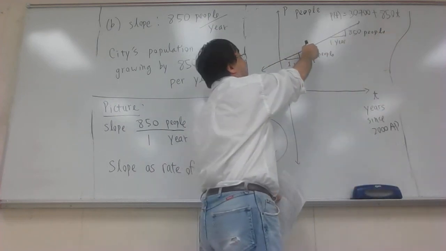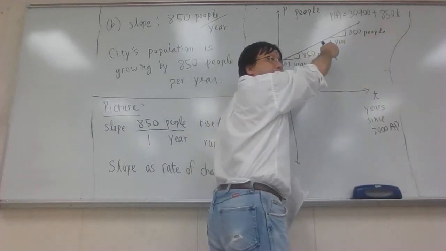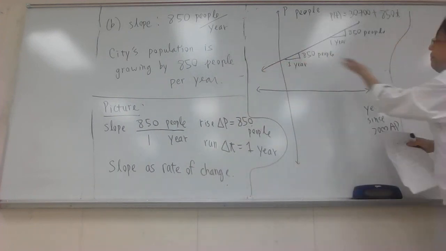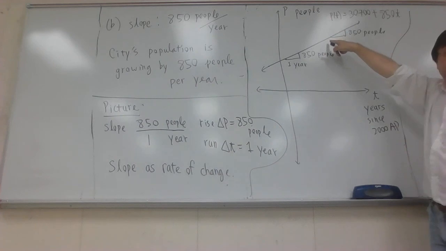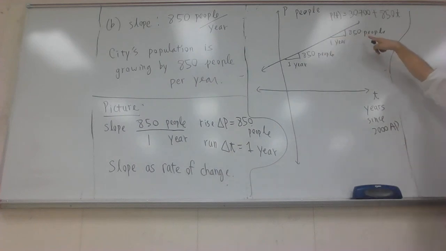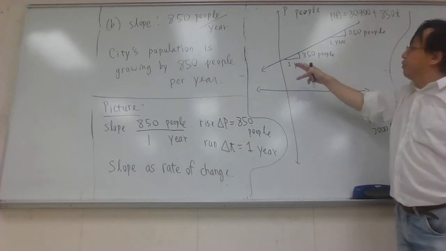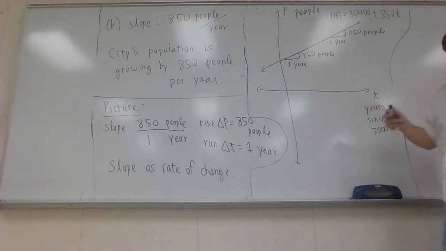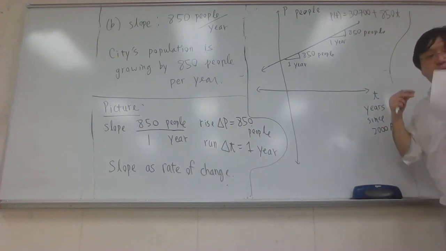If you start at this point in time and move forward by 1 year, the population rises by 850 people. At any point in time, moving forward by 1 year increases the population by 850 people. This is a good illustration of how rise over run gives us the rate of change.